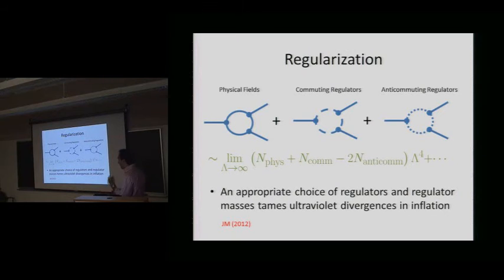All the external fields are just the standard external fields that you would get in gravity. So these solid lines might be gravitons, or they might be factors of zeta that appear.